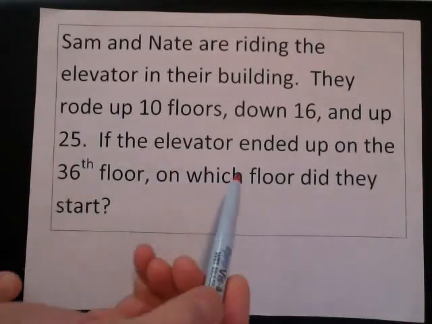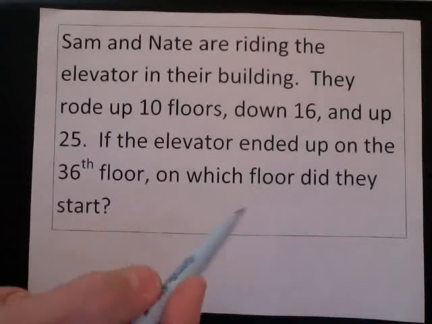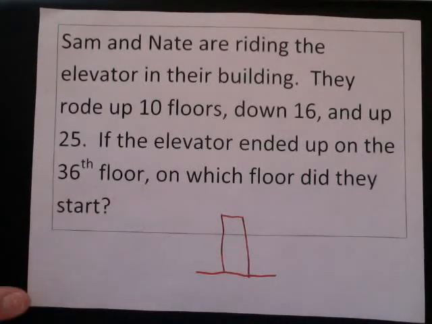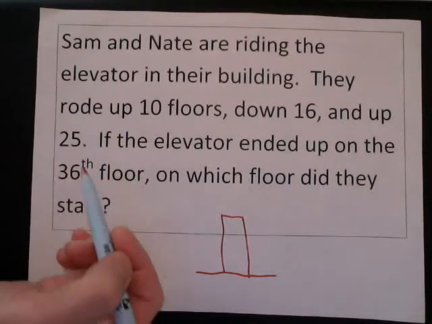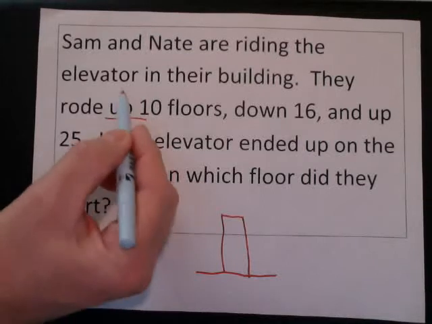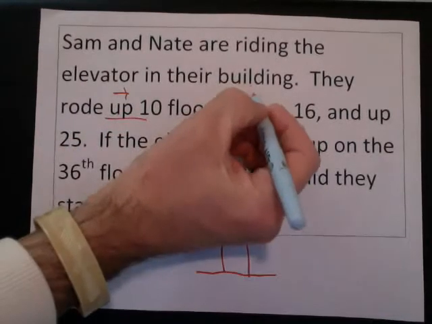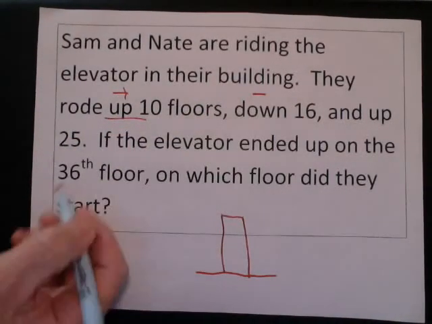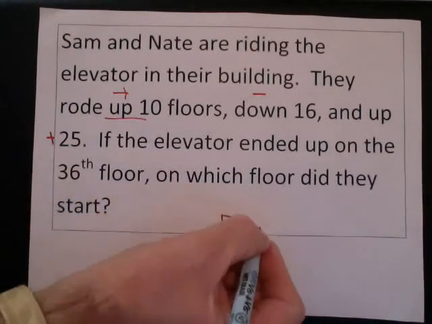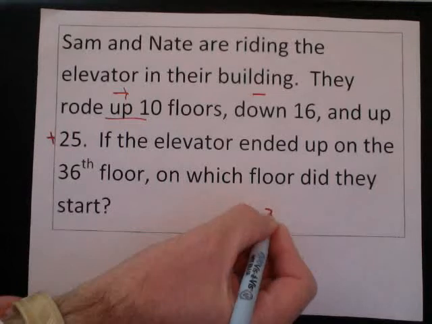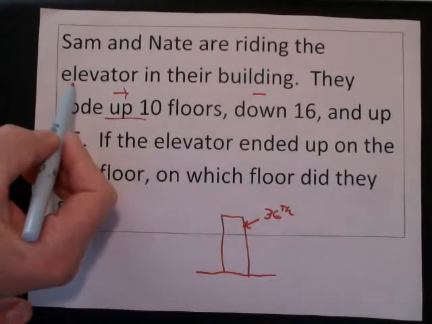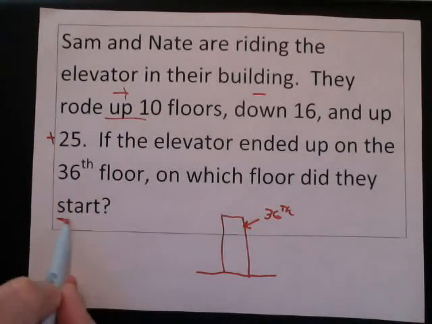Now, if you're like most people, you're thinking, okay, what floor did they start on? Well, it could be any floor that they started on. But what we do know is this. They went up, which is a positive number. They went down, which would be a negative number. And then they went up, which would be positive, and they ended on the 36th floor. So we know that somehow they ended up on the 36th floor. What we don't know is where they started from.